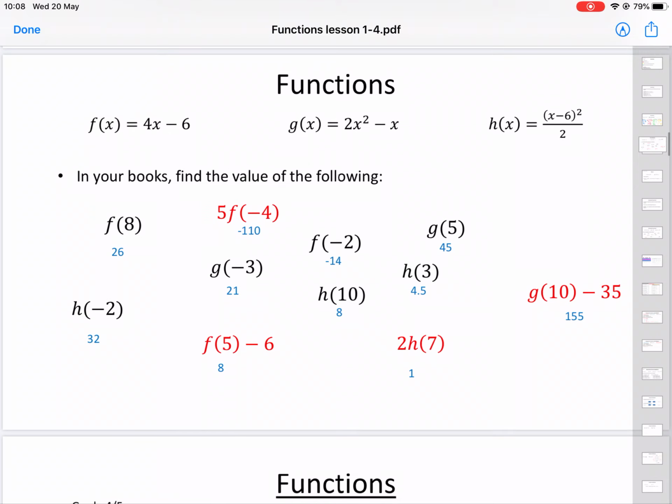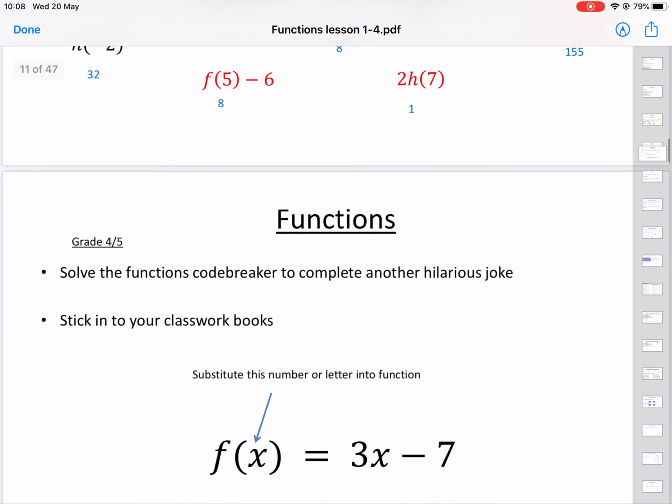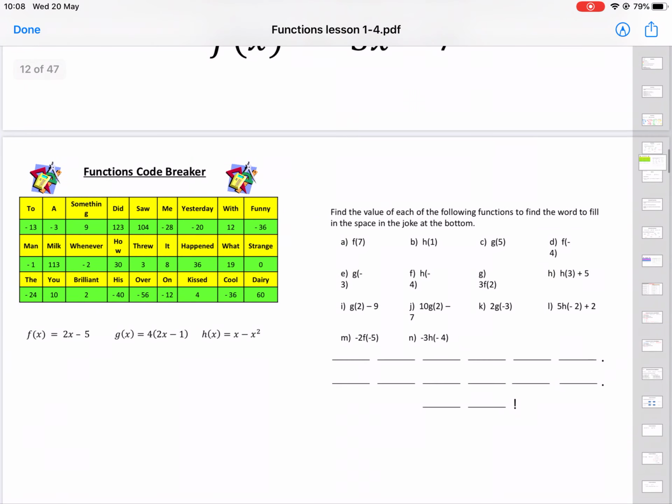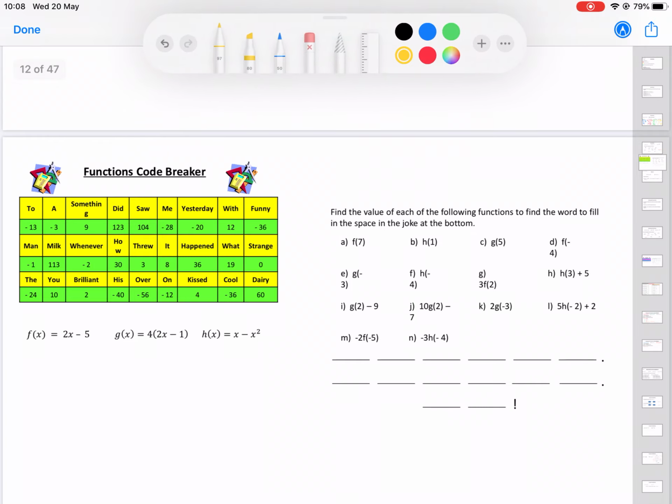And then the next task is we're going to do a bit of a code breaker. A bit of fun, it tells a bit of a fun joke. So what you're going to do is you've got your questions on the right over here. Here are your questions. So you've got f of 7, so you go over to the left, use your f function there, substitute the value of 7 in it, get your answer, and find your answer on that grid.